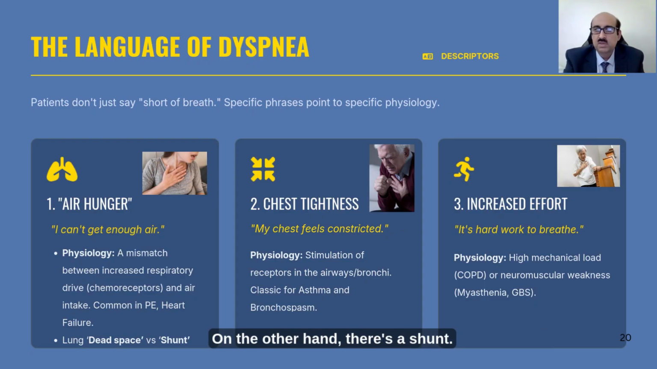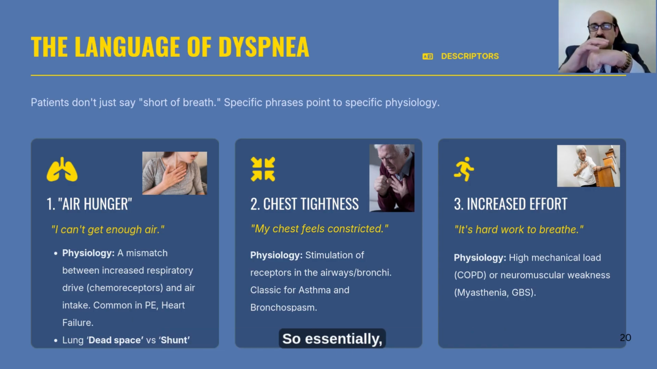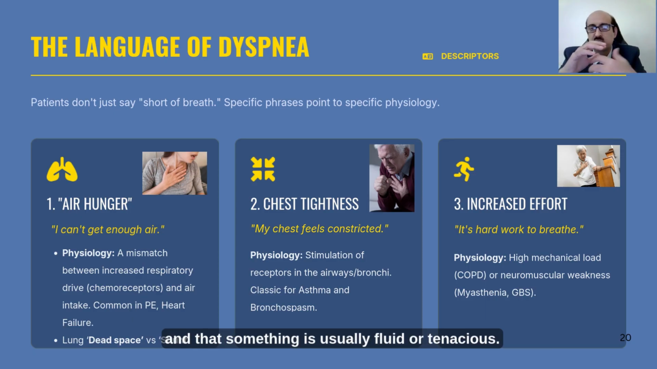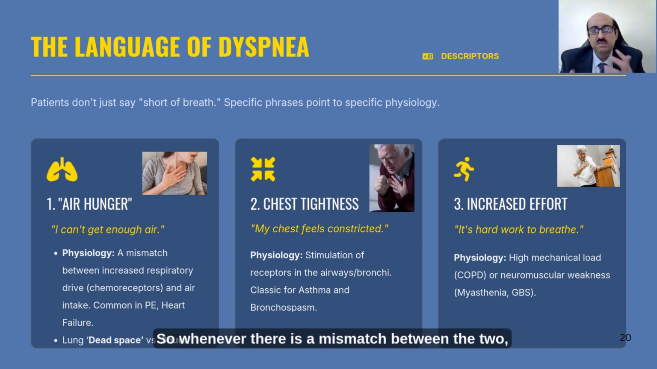On the other hand, there's a shunt. Shunt means the blood is coming, but there's no air to take or exchange, like no oxygen, carbon dioxide exchange happening around it. So think of an alveolus, my hand like an alveolus, and think of the blood supply coming in. Essentially, the alveolus air is replaced with something, usually fluid or tenacious material, or something like consolidation, pulmonary edema, heart failure. When you have such a situation, that is called shunt. So whenever there is a mismatch between the two, that leads to the air hunger sensation.